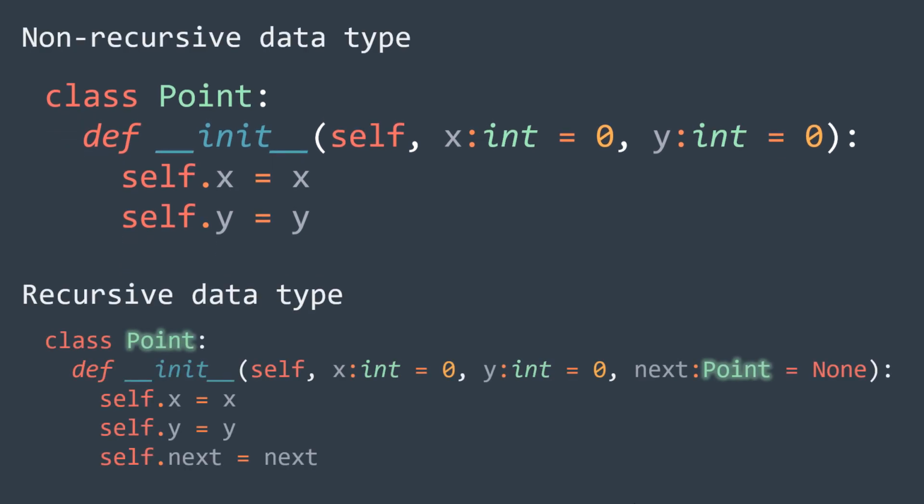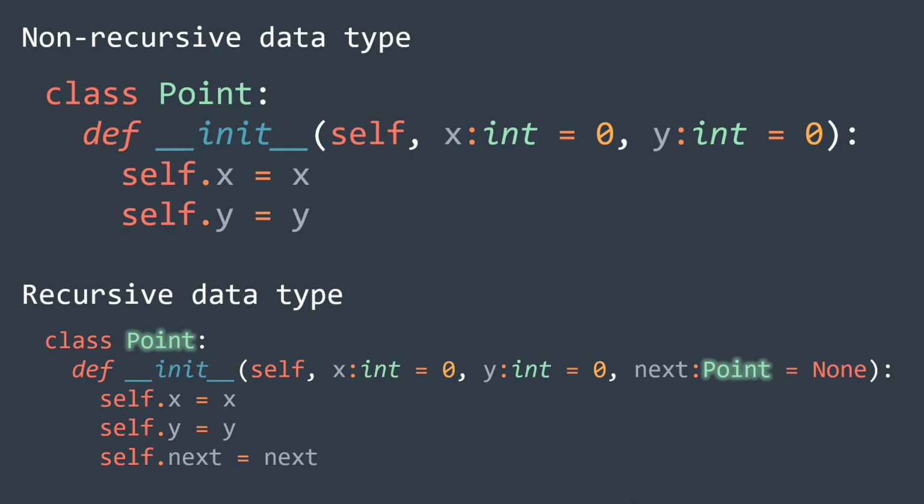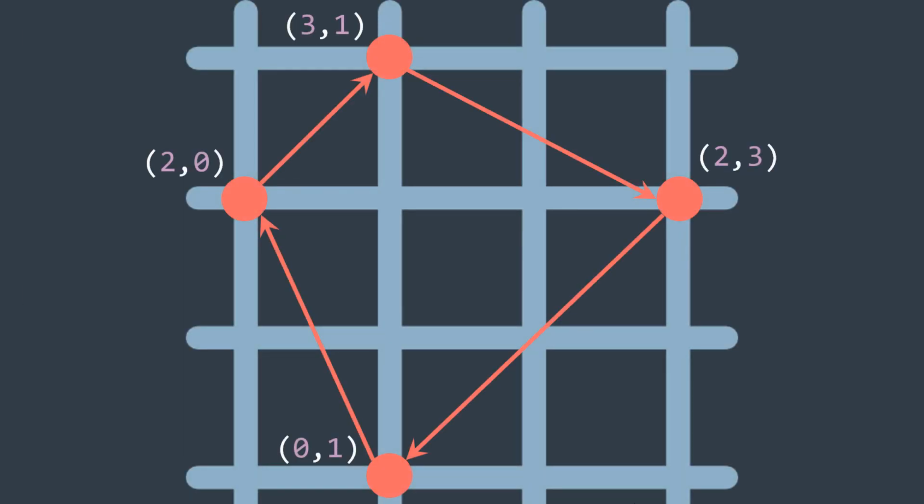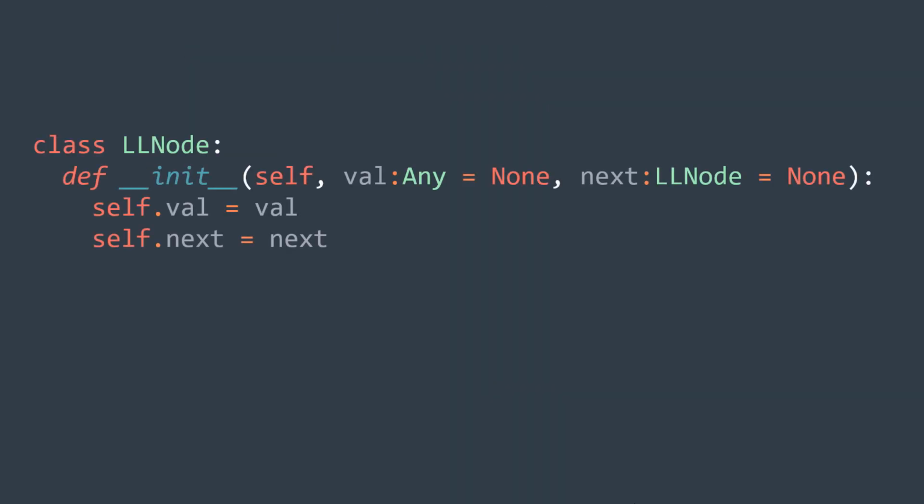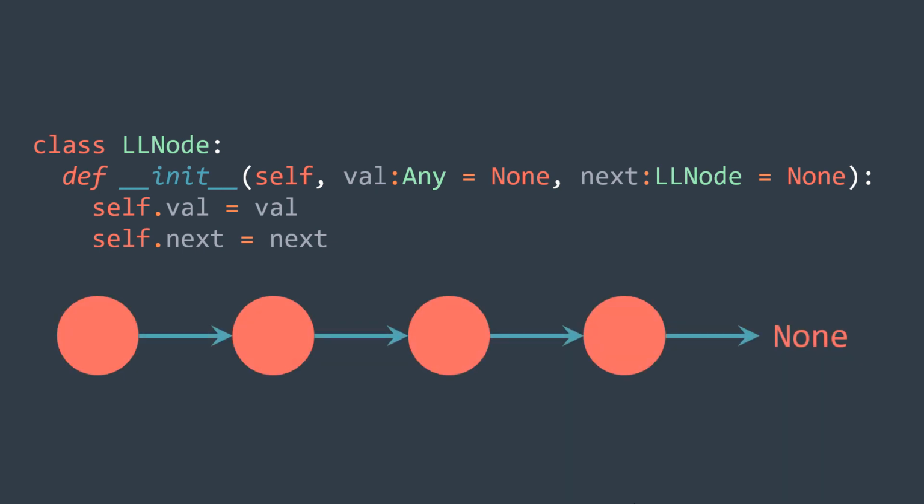But if we write this, then point would be a recursive data type, because it contains an attribute of type point. It can, for example, represent the next point in a geometrical form or something. The first recursive data type that we will talk about is the linked list. It's a recursive data type because a linked list node contains a value that can be of any type and a reference to the next node. So this is what a linked list would look like. The last node of the linked list doesn't point to any node, so its next attribute is null.